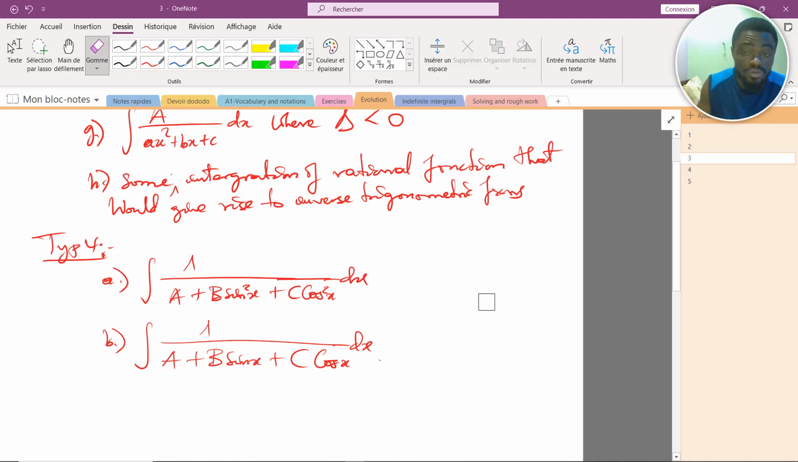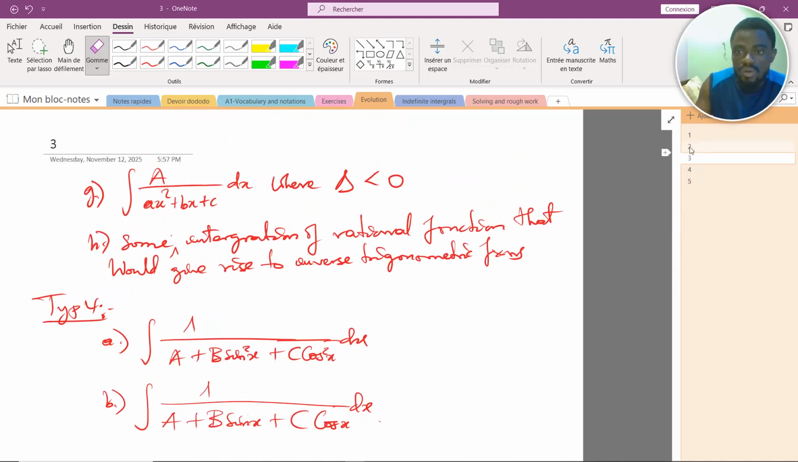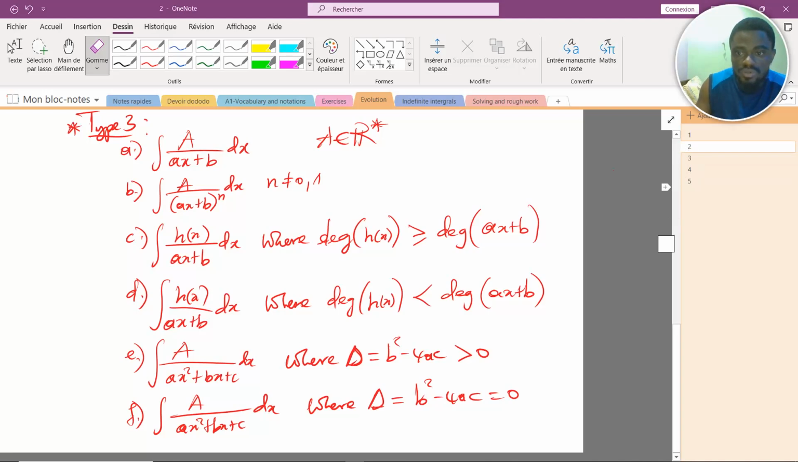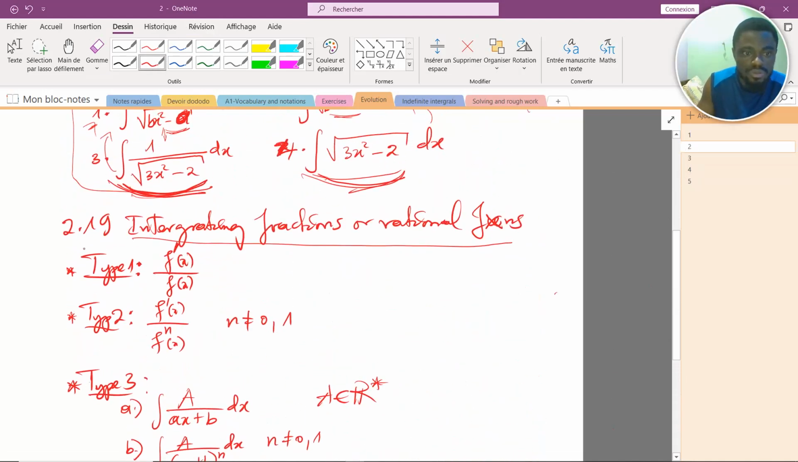So that's basically what we are going to see in this integration of fractions. So we're going to see basically 4 types, and in each of these 4 types there are subtypes. So what I'll advise you in this video is to jot down each of these types, because this is integration of fractions and rational functions. So this is how we're going to proceed.